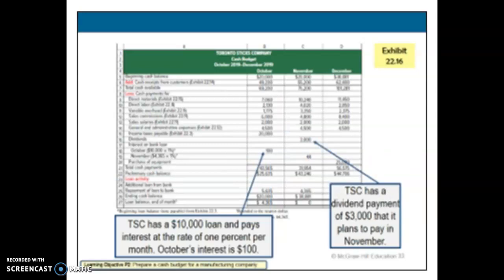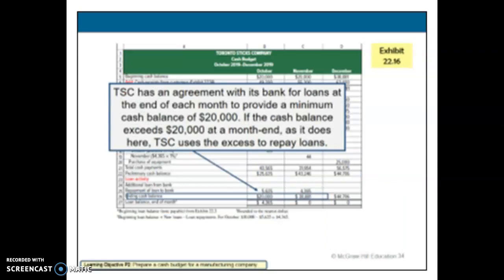All right, so we can see that we have a $10,000 loan and we pay interest at the rate of 1% per month. So October's interest is $100. We have a dividend payment of $3,000 that we're planning to pay in November. They have an agreement with a bank that if we go below the minimum $20,000 cash balance, we get a loan. If it exceeds it, then we repay that loan. Based on the cash budget for the month of October, the preliminary cash balance increases to $25,635. So that's more than $20,000. So we will pay off $5,635 of the outstanding loan with that.